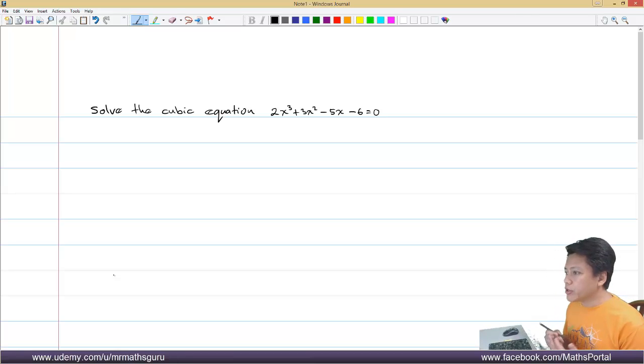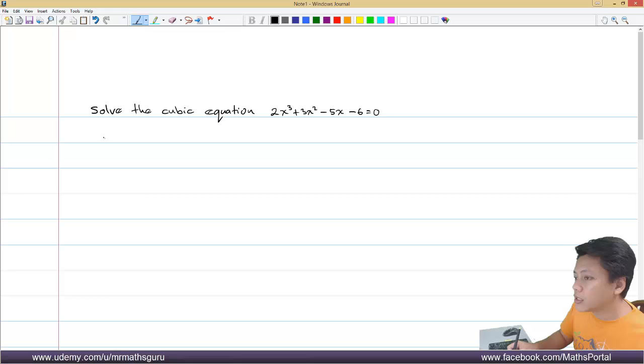This is a cubic equation, so it's a little bit challenging compared to a normal quadratic where it's x to the power of 2. This one is x to the power of 3, so it's a little bit complex. We are going to do some trial and error, try to find the roots of this equation, guess and then test the value. So let's just do it.